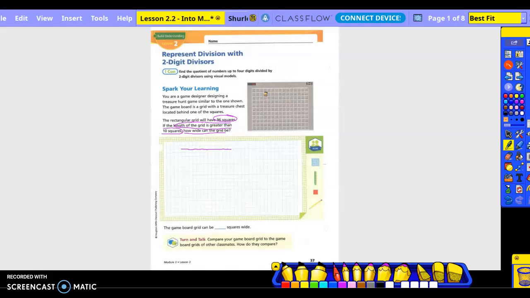Okay, so we did 12 boxes out. What is 12 times what is 96? 8, right? Okay, so we'll go 8 boxes down. So 1, 2, 3, 4, 5, 6, 7, 8, and then it'll come across and make our box.